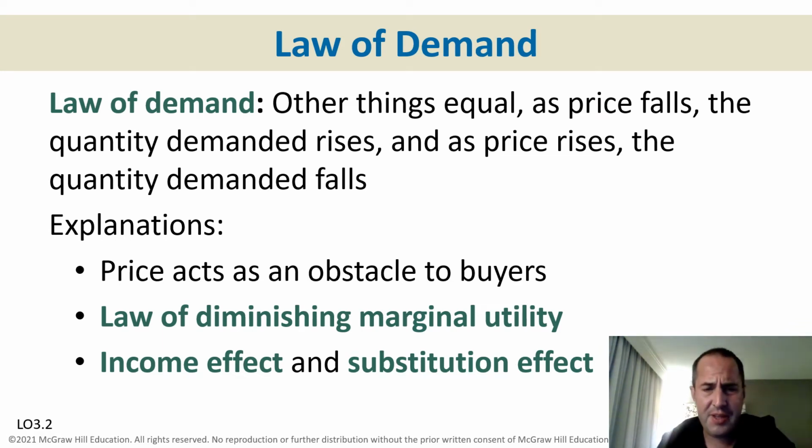So some explanations here: price acts as an obstacle to buyers. So even with that example I just gave for gas, if gas goes to $10 a gallon, all of a sudden demand is elastic, right? You'll find ways to cut driving. Law of diminishing marginal utility. That's exactly like the burger thing I mentioned a few minutes ago, where that first burger provides a lot of utility to you, right? You're not hungry anymore, but the fourth burger provides zero utility.